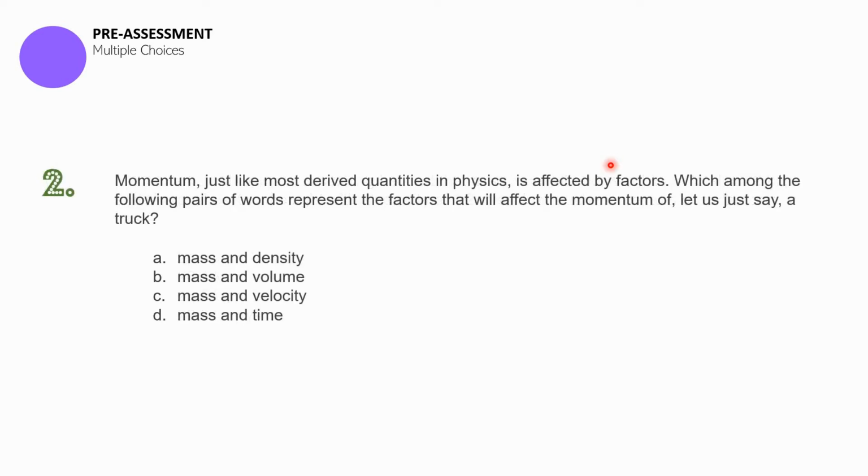Question number 2. Momentum, just like most derived quantities in physics, is affected by different factors. Which among the following pairs of words represent the factors, so there are like two factors that will affect momentum of, let's just say, a truck? A. Mass and density. B. Mass and volume. C. Mass and velocity. Or is it D. Mass and time? So all of them, they all contain mass. So your task now is just to choose. Is it density, volume, velocity, or time?